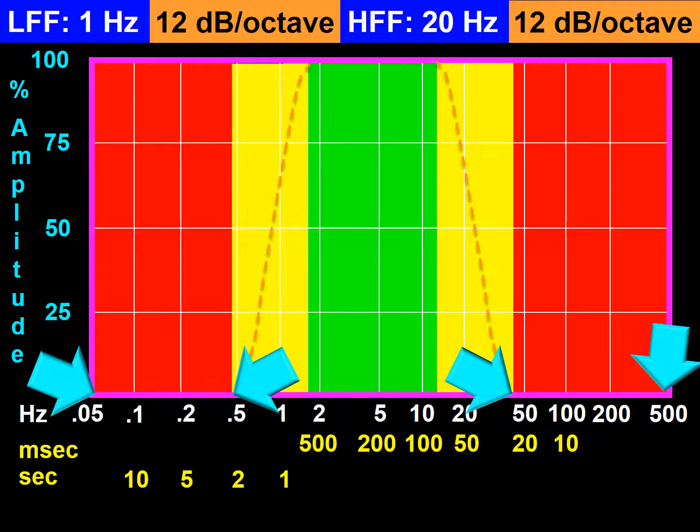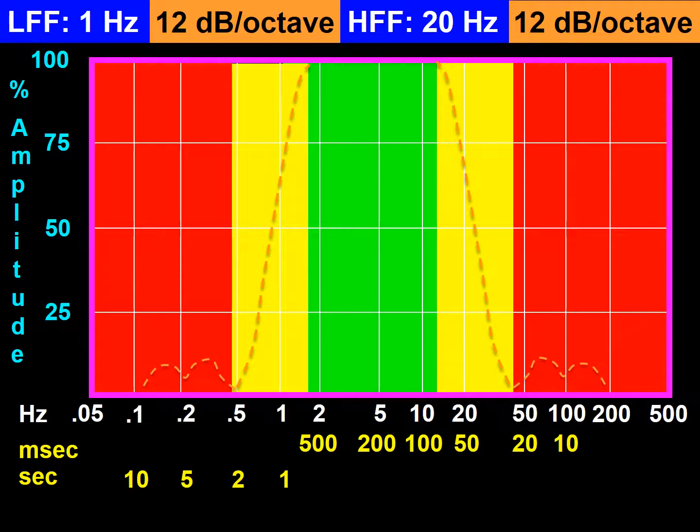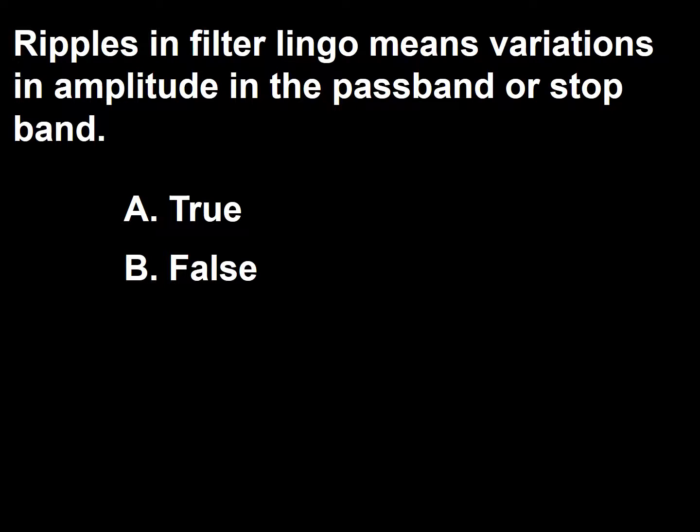The floor of the stopband is also flat and straight in this figure. In this frame, I am representing ripples in the stopband. Ripples in the stopband introduce to the wave frequencies you do not want to be included in the final morphology of the wave. So the answer to this question is true.